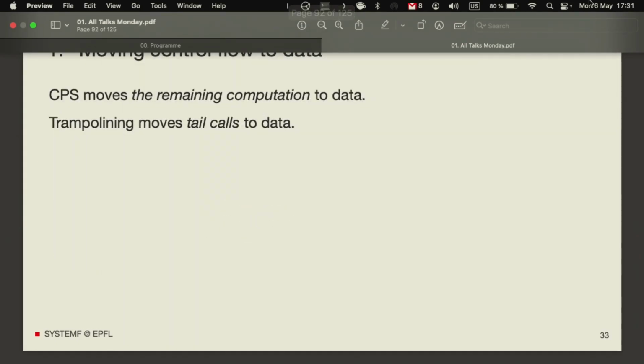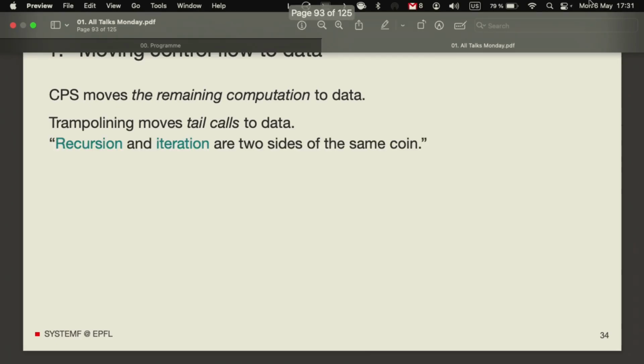Okay, so CPS moves the remaining computation to data, and trampolining moves tail calls to data. Or in other words, trampolining is kind of the full answer to the old adage that recursion and iteration are two sides of the same coin. That's how you actually convert between the two, right? And if you take this even further, you say, I don't want any functions at all. Then you get defunctionalization, which moves closures to data structures too.